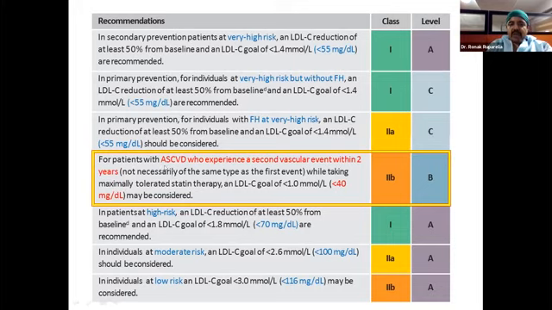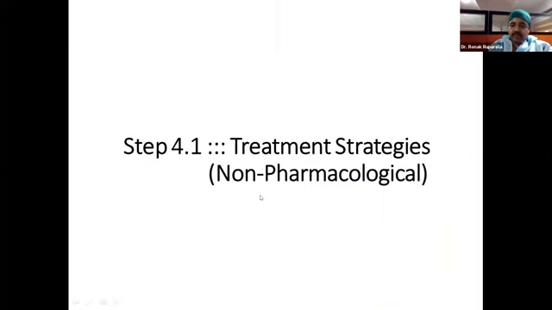If we consider a particular subset, like an atherosclerotic cardiovascular disease patient who experiences a second vascular event, in terms of myocardial infarction or stroke, within 2 years of the previous event, the target is further stringent. It should be less than 40 milligram per deciliter of LDL cholesterol goal.